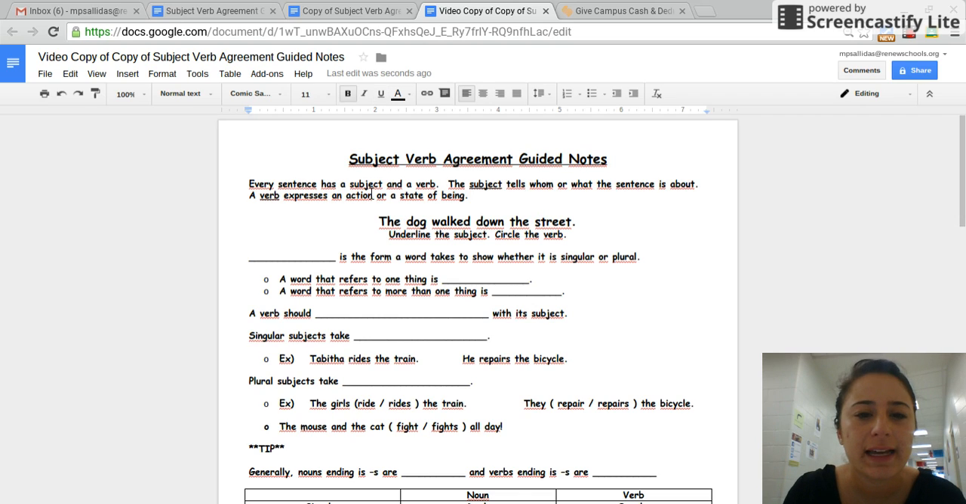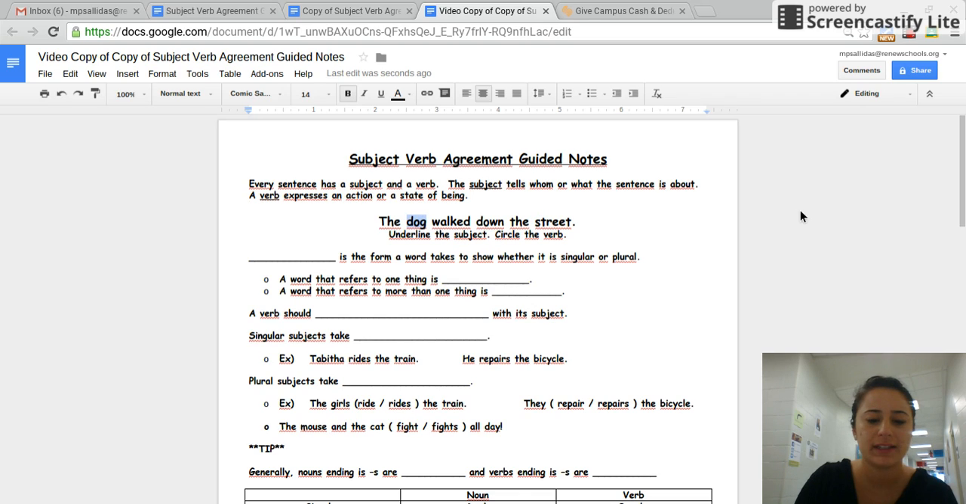Every sentence has a subject and a verb. The subject tells whom or what the sentence is about. The verb expresses an action or a state of being. So, the dog walked down the street. Underline the subject, circle the verb.